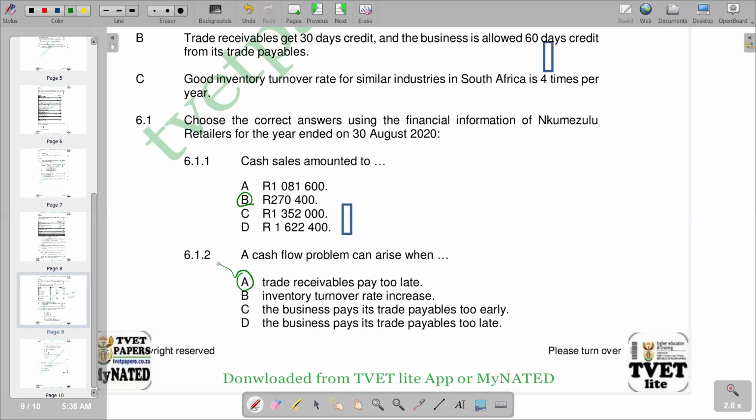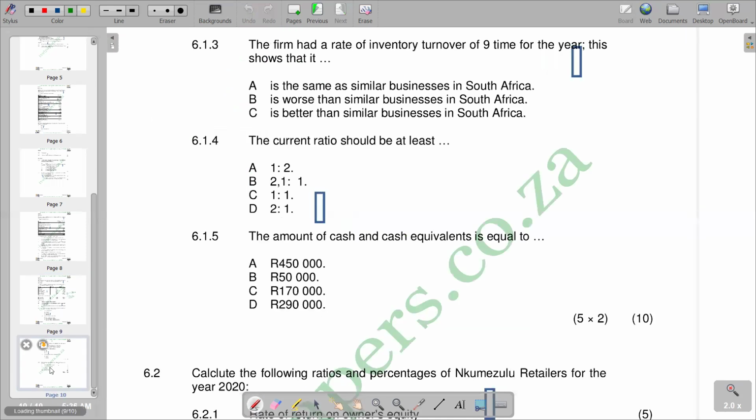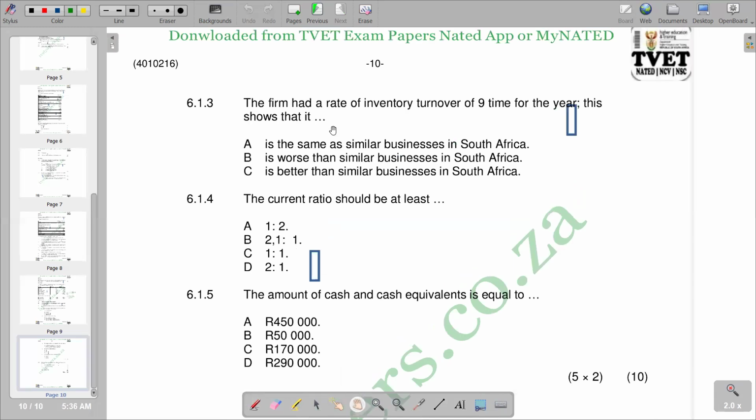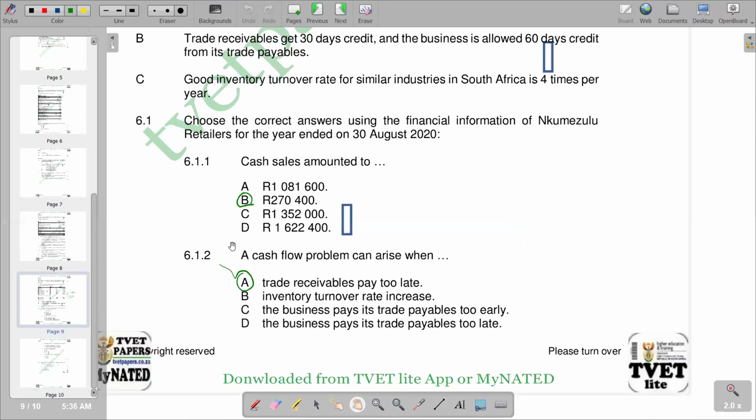Then we can move on to the next page to see what's the next question that we have. So coming here, we are now coming to 6.1.3 and trying to see what we have. It says the firm had a rate of inventory turnover of 9 times for the year. This shows that there are similar businesses in terms of inventory turnover that were given in the question. So we can just try to refer back and see what's the rate for similar businesses.